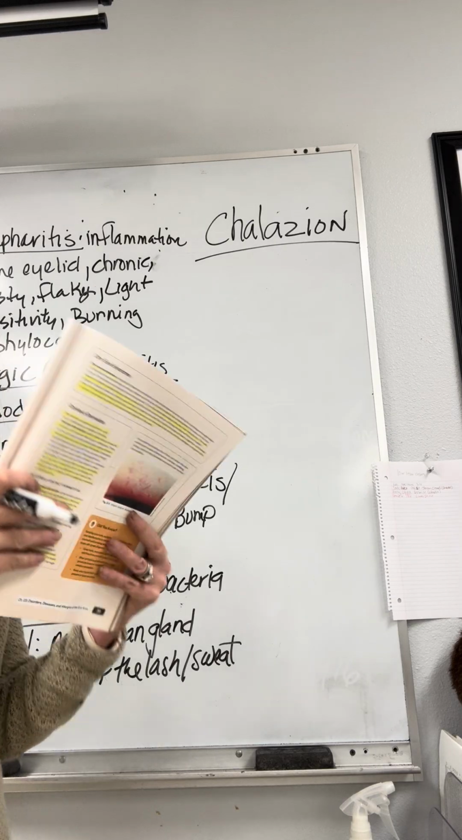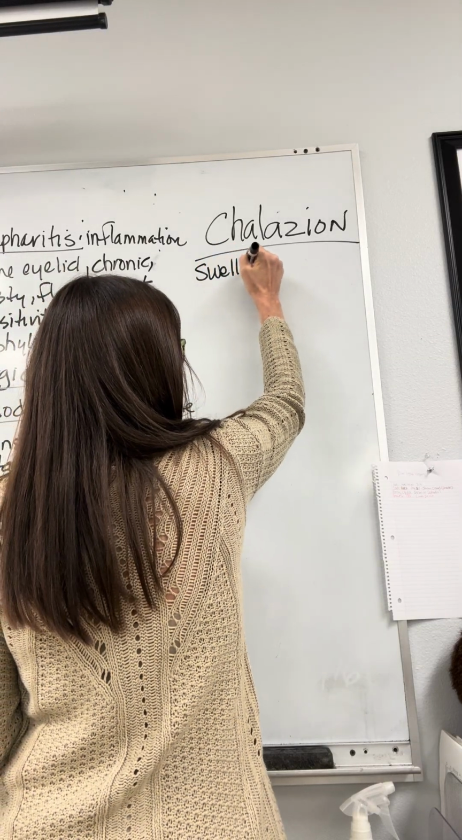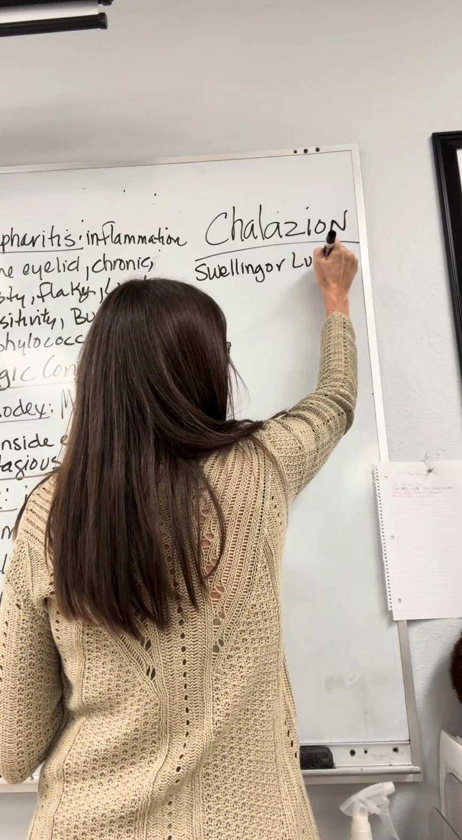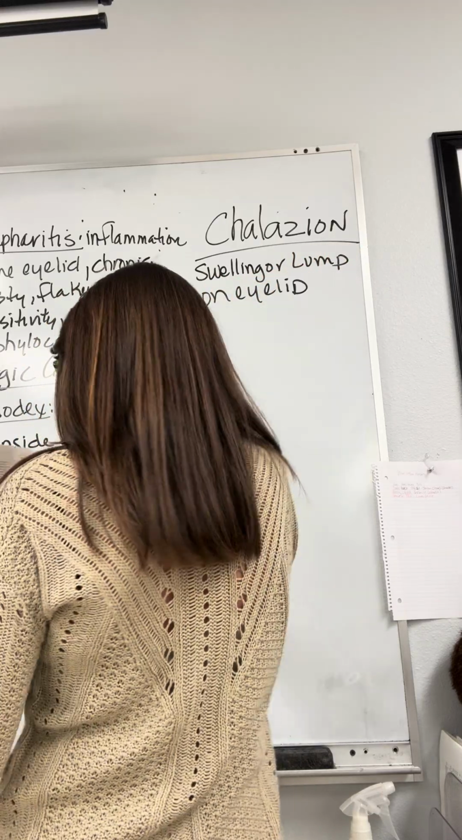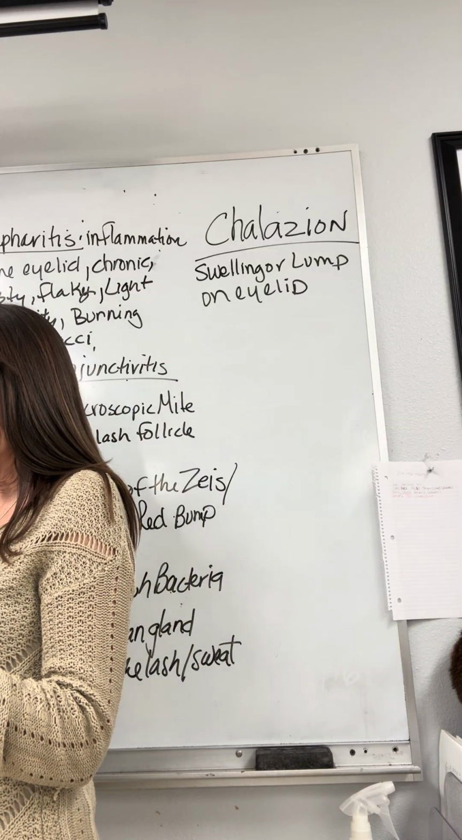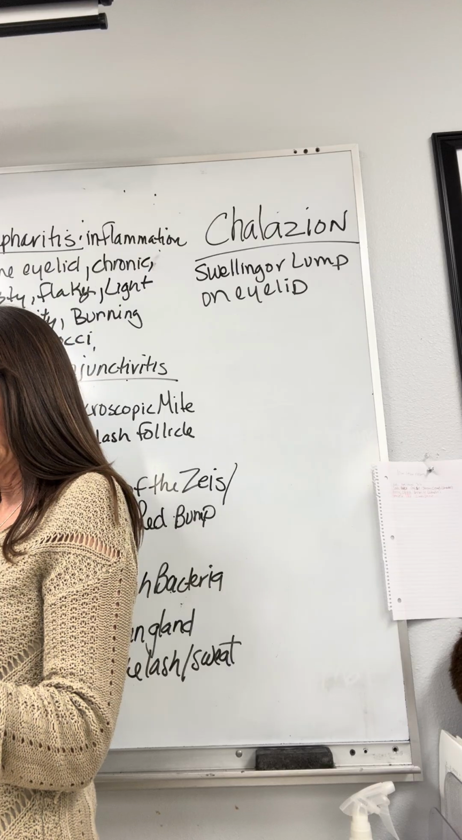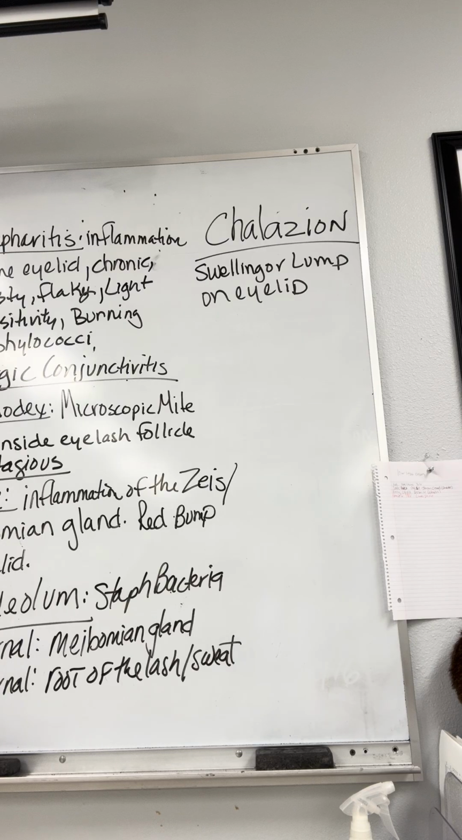This is a swelling or a lump on the eyelid. It still kind of looks like a sty. Don't you think this swollen eye looks the same as this swollen eye, right? So how would you know the difference?